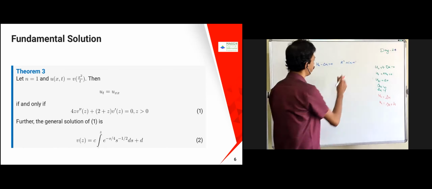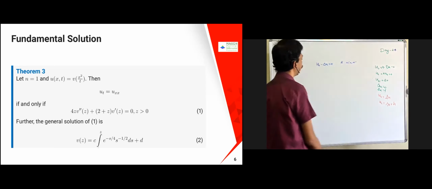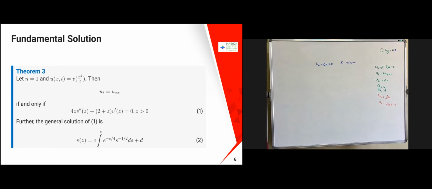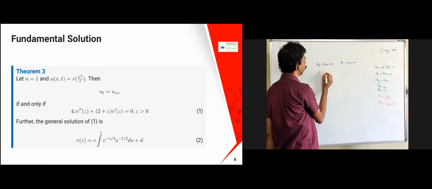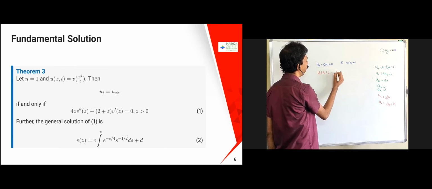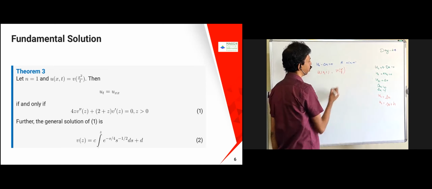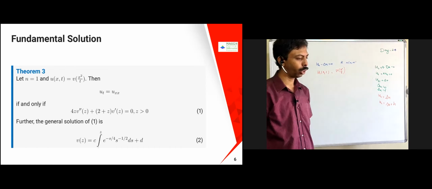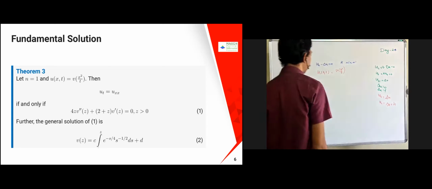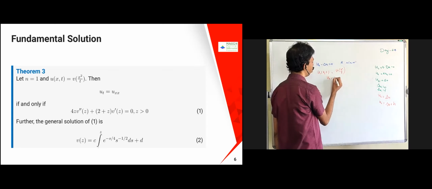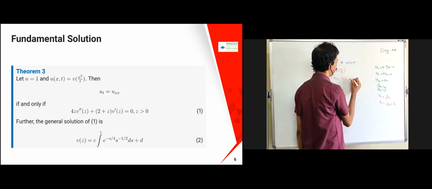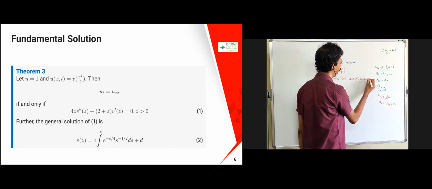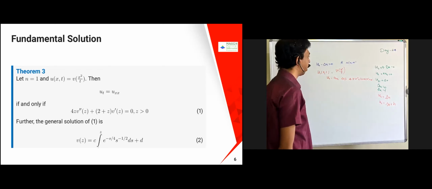So u of x comma t. Instead of R power n, I'm going to take R. I'm going to take u of x comma t equal to v of x squared by t. Then u_t equals u_xx if and only if 4z v double dash plus (2 plus z) v dash equals 0. So this is what we are going to get.